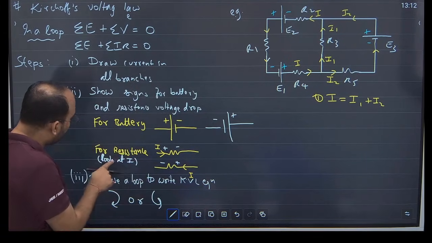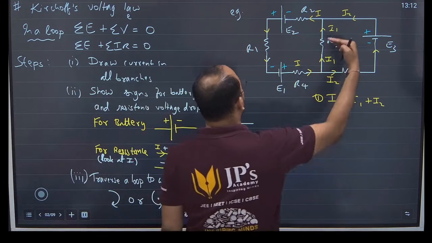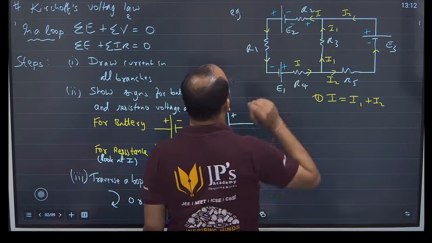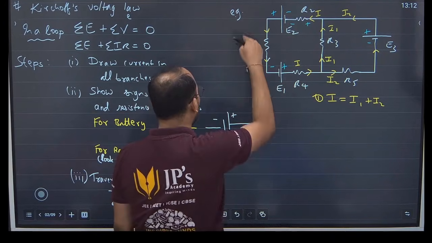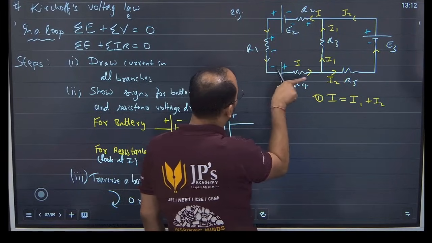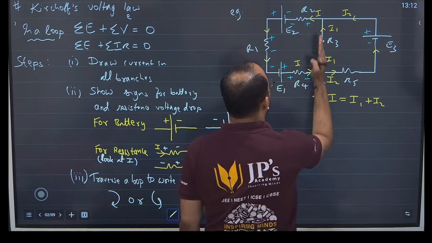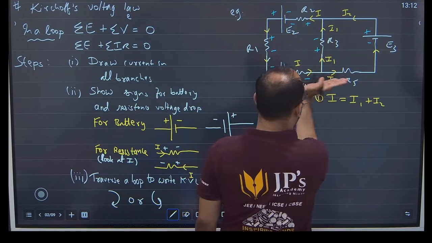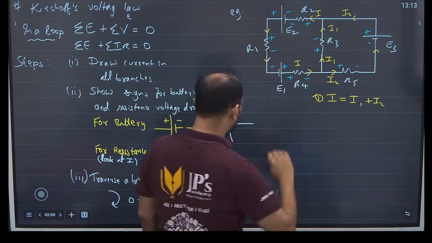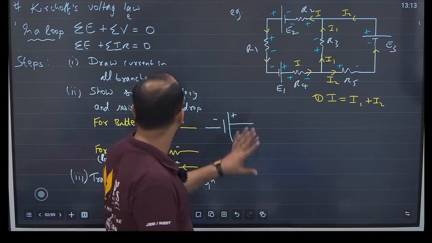For resistance, we have to look at the direction of current. Look at I. I flows from higher to lower, plus to minus. Here, current is going like this, right to left. So this has to be higher, this has to be lower, for R2. For R1, this has to be higher, this has to be lower. Current is going like this. And for R4, look at the current direction. This is plus, this is minus. For R3, current is going upwards, so plus, minus. For R5, current is going from left to right, so this has to be plus. Current will tell us for a resistance which is higher potential and which is lower potential. Now this is the second step.